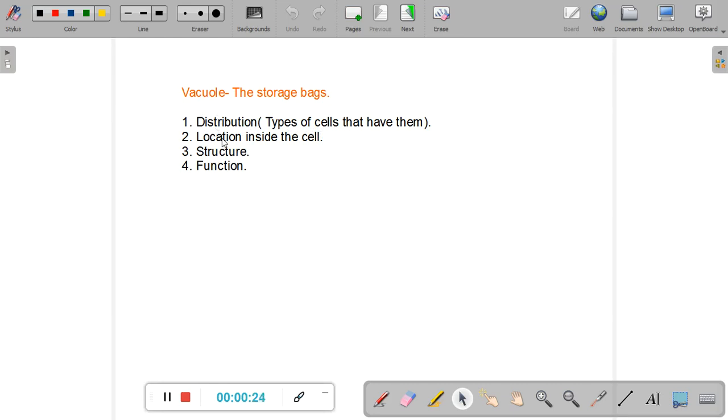The next thing that we'll study about vacuole is where inside the cell is a vacuole located, or are the vacuoles located if there are many vacuoles. Then we'll study what is the structure of a vacuole, and the last thing we'll study about vacuole is what function is performed or what functions are performed by vacuoles. Let's proceed to our next slide.